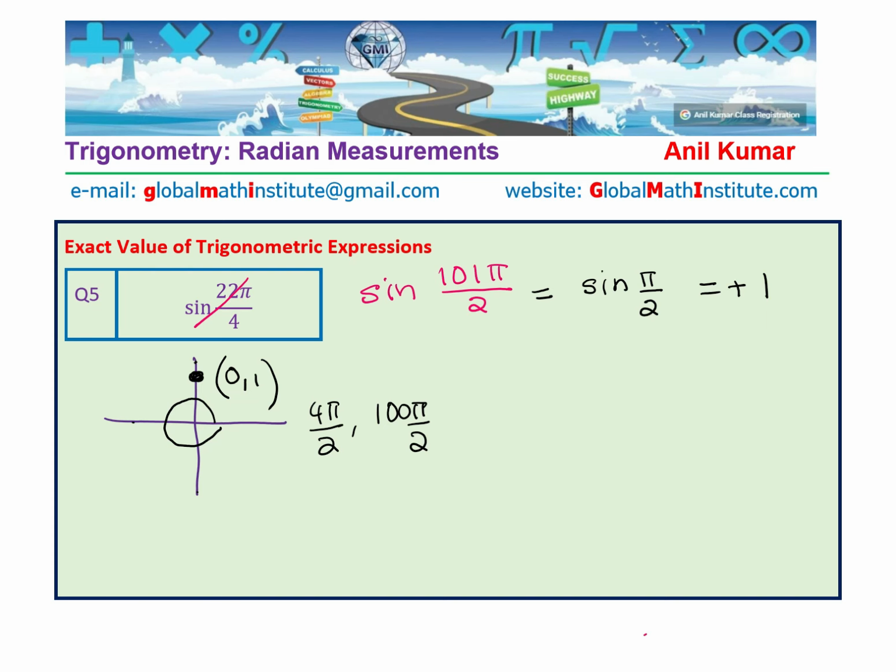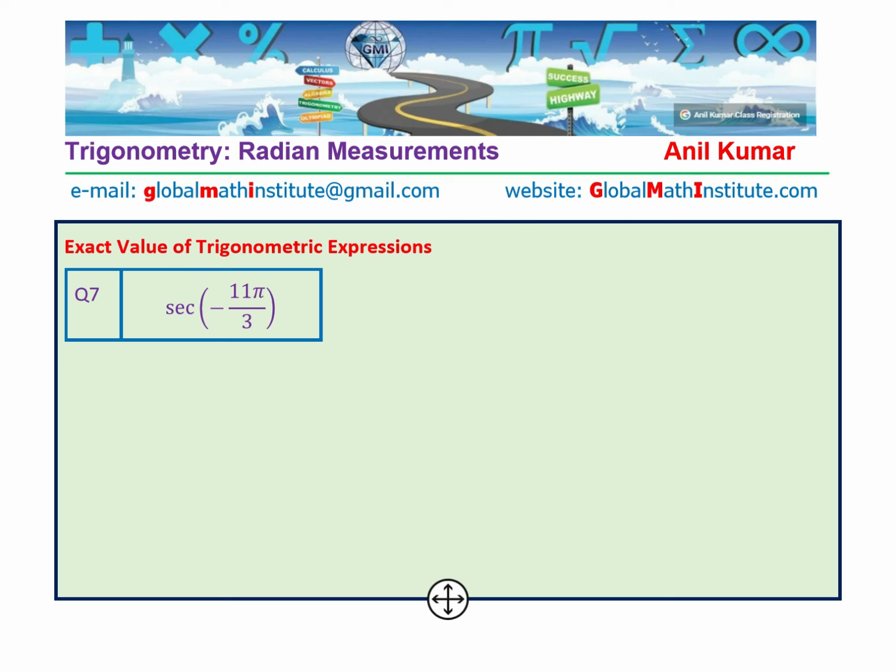Perfect. Let's move on to the next question, which is question number 7. So now we are considering negative angles. Negative angles means clockwise rotation. Perfect. So let's take this up. We are now talking about secant minus 11 pi by 3.